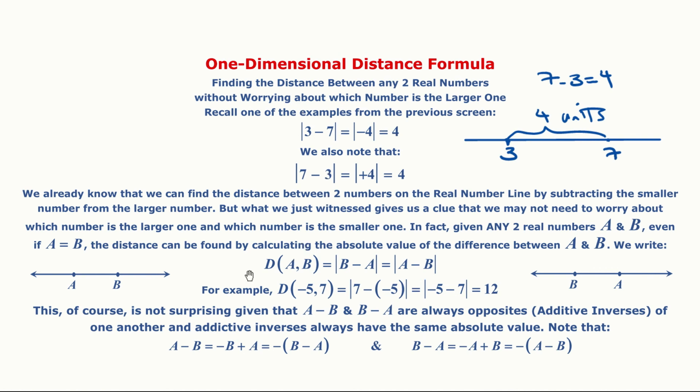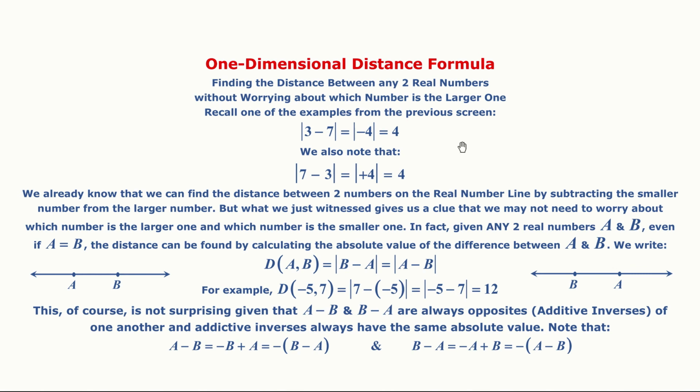So to find the distance of 2 points on the number line, or 2 numbers on the number line, just basically take the absolute value of their difference in any order that you like, and you'll find the distance.